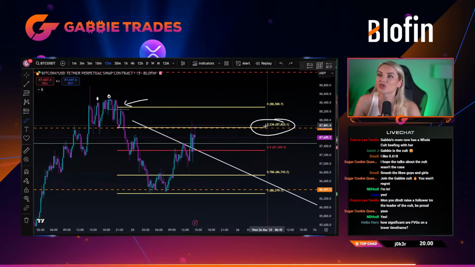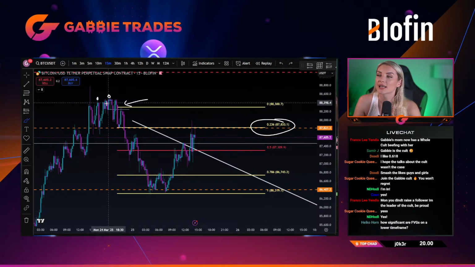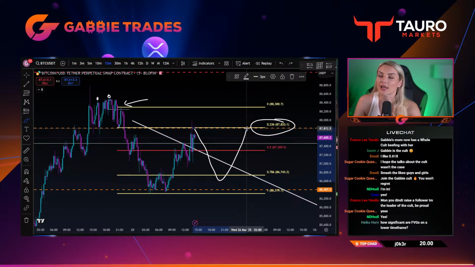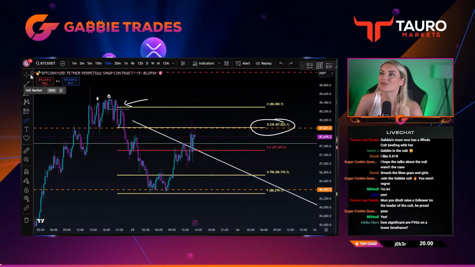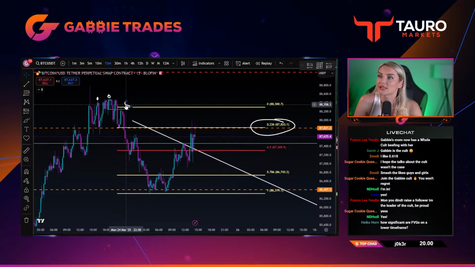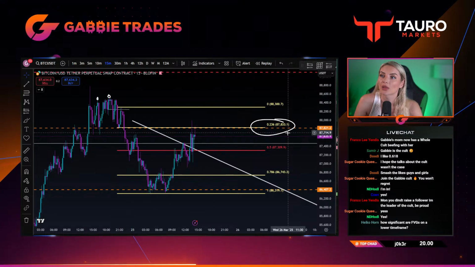Like I said, we're rejecting from the 0.236. So this to me is now creating a range, right? It is just very up and down price that I don't want to be involved in. I simply have no interest.